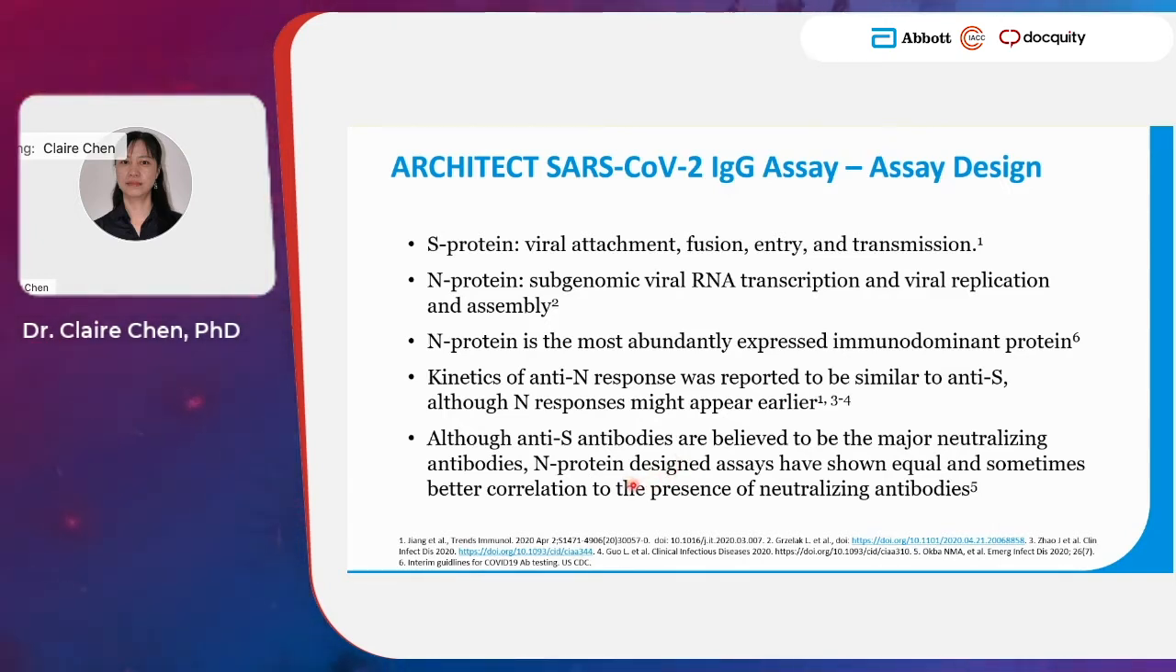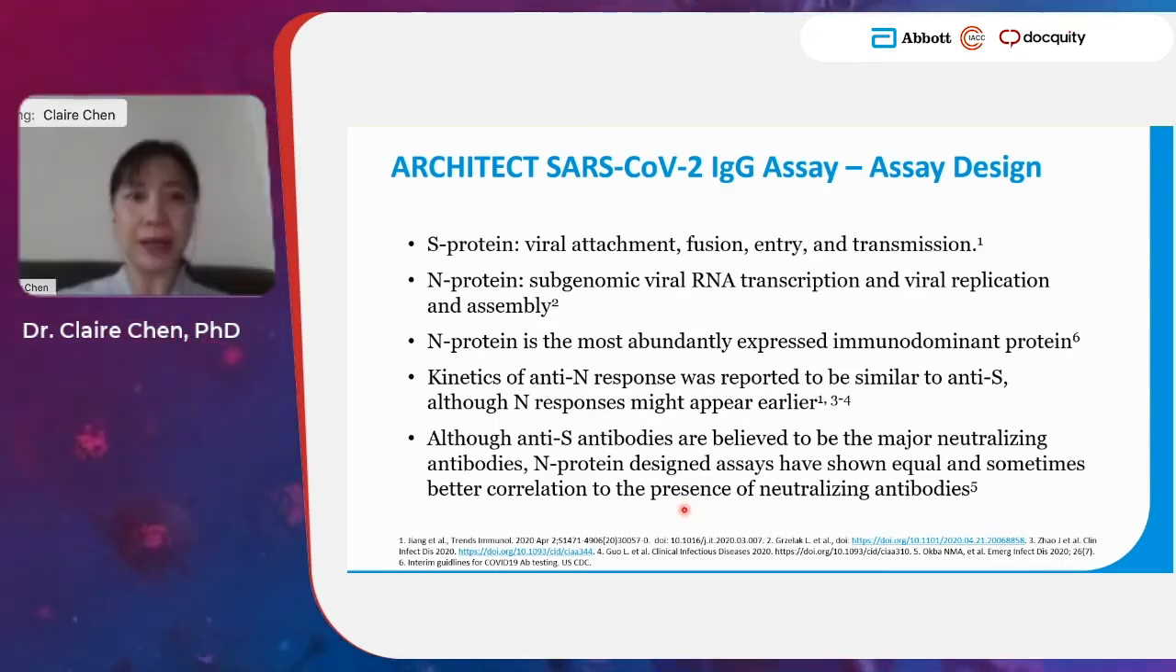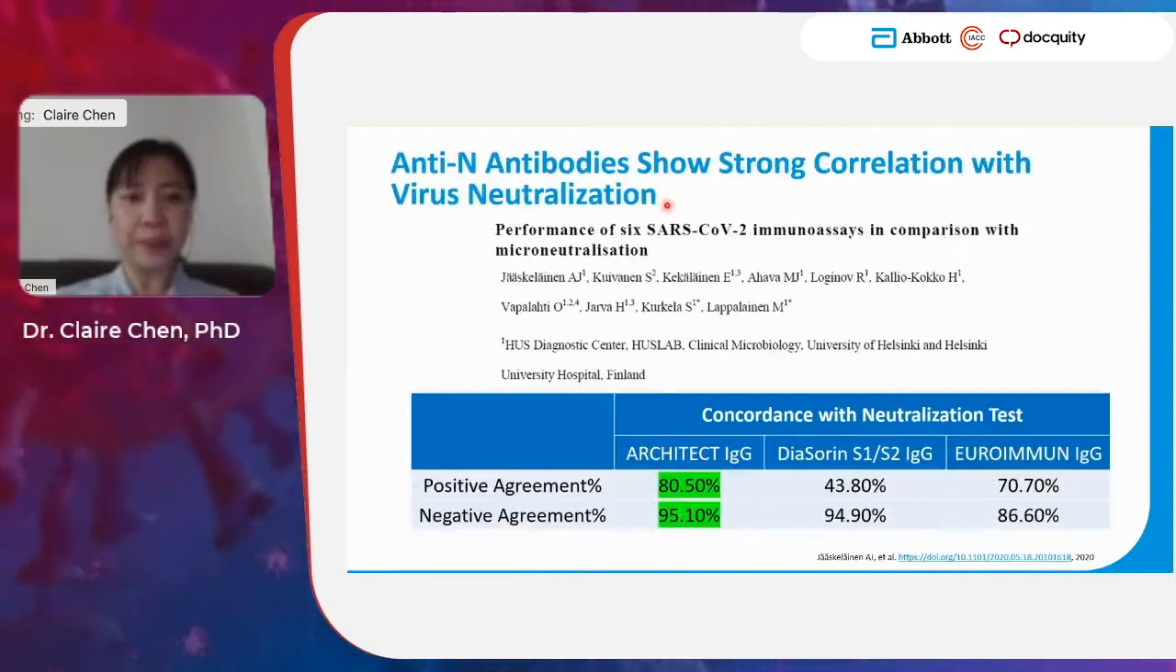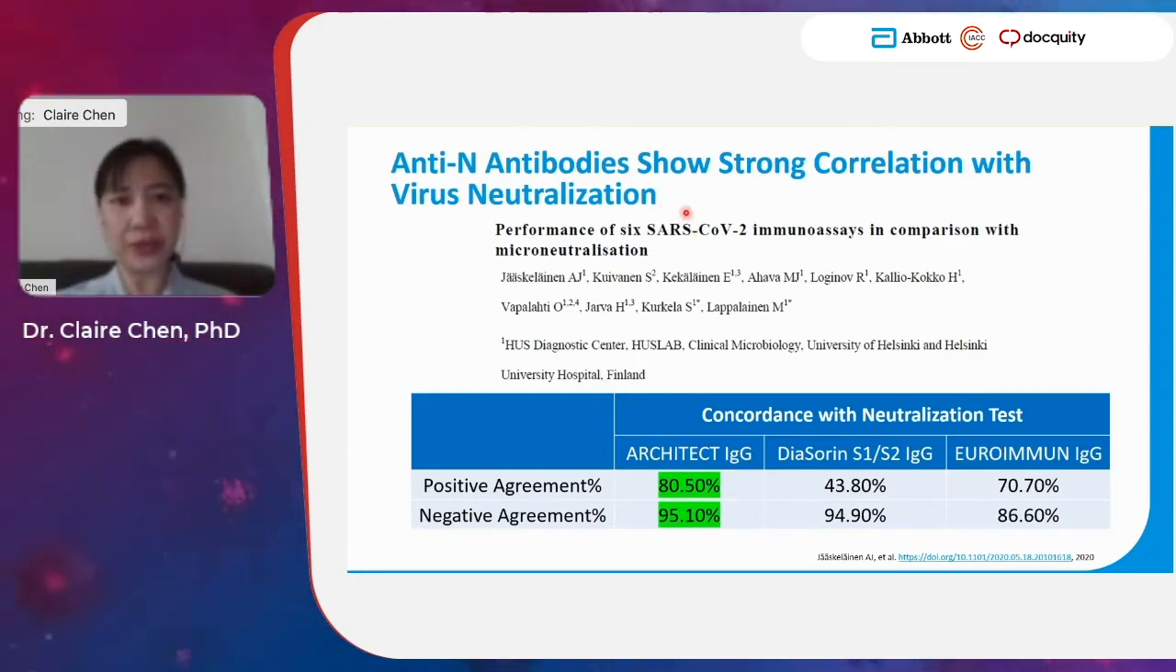However, a lot of evidence, which I'm going to show later, shows that N protein designed assays also showed equal and sometimes better correlation to the presence of neutralizing antibodies. That is one of the reasons why our assay uses the N protein. This is a study that demonstrates the good correlation of our Architect assay against the activity of neutralizing antibodies.